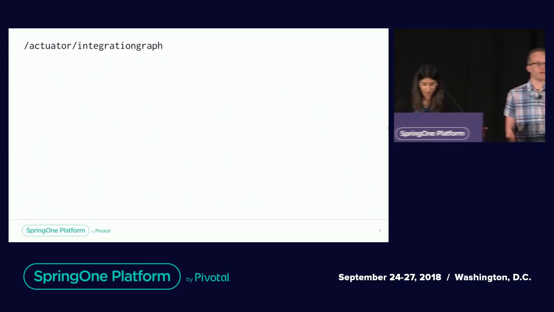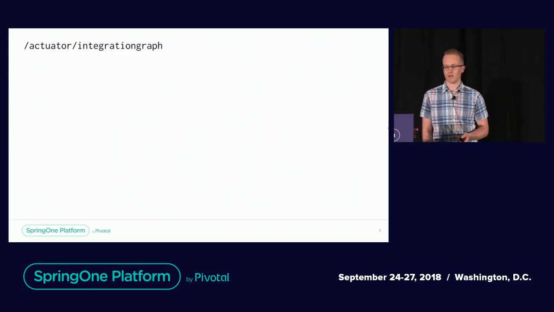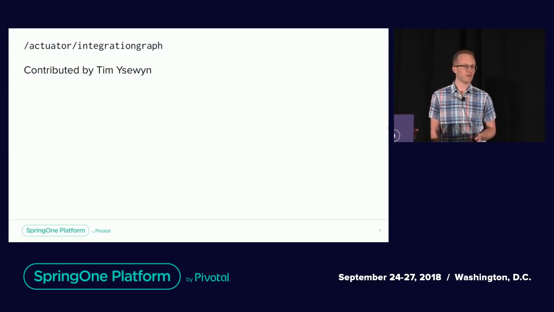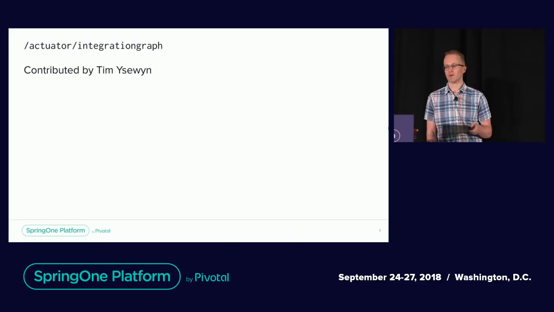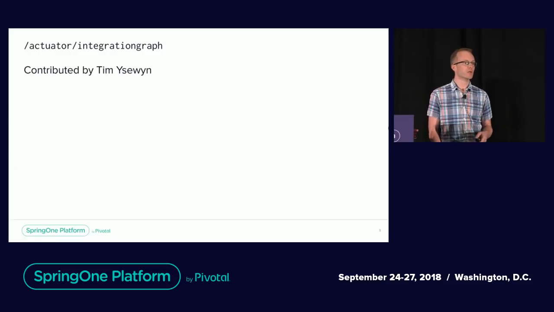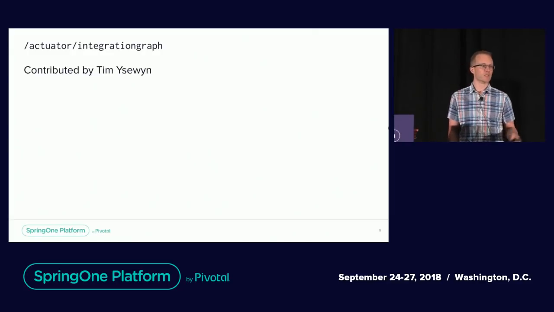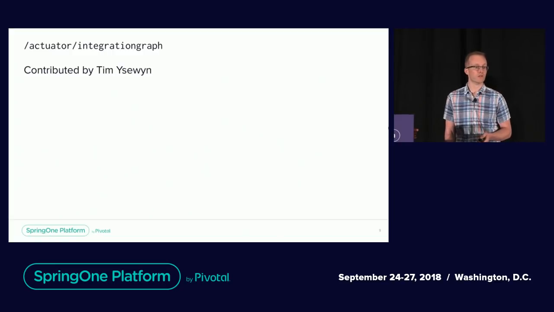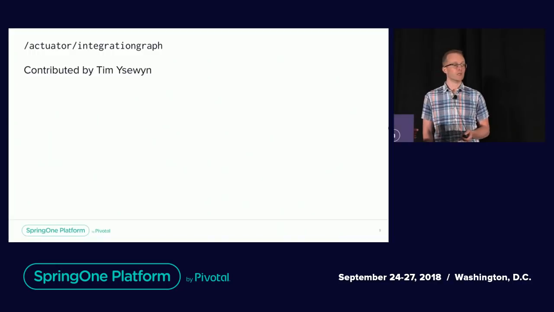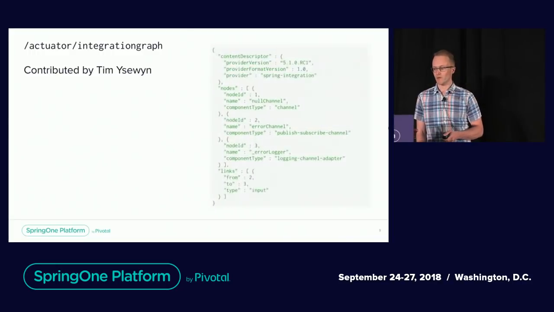Another new endpoint that we've added is the integration graph endpoint. Again, another contribution from the community. The integration graph is something that Spring Integration has had for a number of releases now, but we've now made it available via the actuator. So again, like the session endpoint, it appears automatically if you add Spring Integration to the classpath and you're using the actuator: it will automatically configure the integration graph endpoint for you.